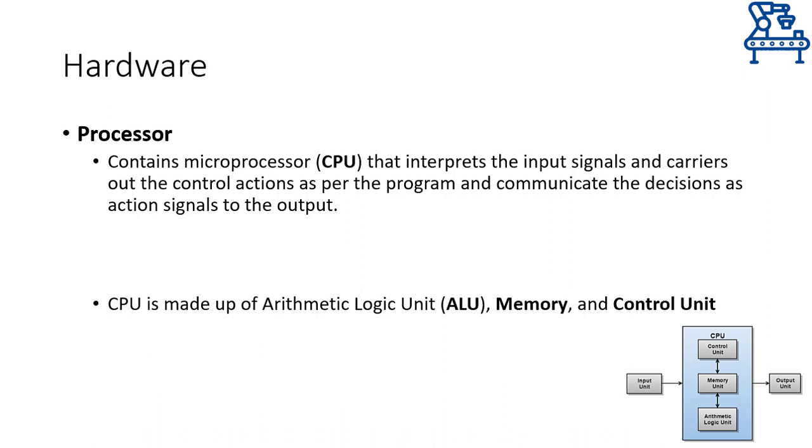The CPU itself is made up of the arithmetic logic unit that is responsible for performing arithmetic and logic functions, memory that stores the necessary firmware required for running the CPU, and the control unit that controls the signal flow through the processor.